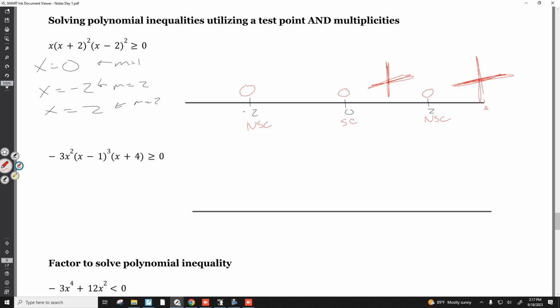I could always go back and be like, ooh, I'm not really sure about 1. Let me plug it in. Okay, positive, positive. Oh, yeah, positive. Okay, that works out. And boom, I can quickly fill out a sign chart, understanding multiplicities, with only one test point. Now, greater than 0, greater than or equal to 0, fill out the answer. Go. What's the answer?